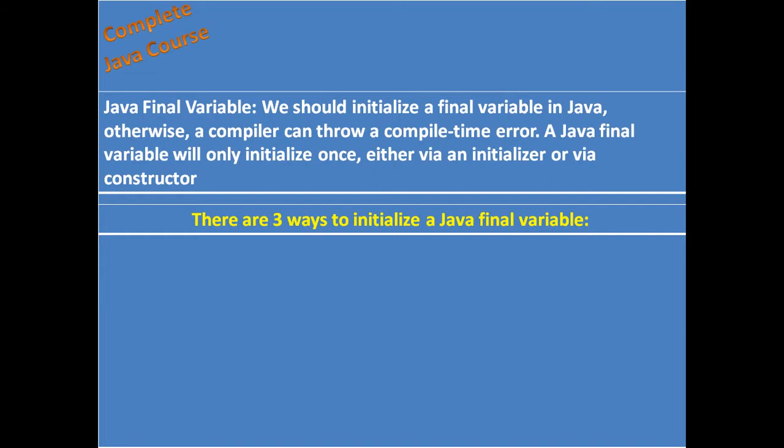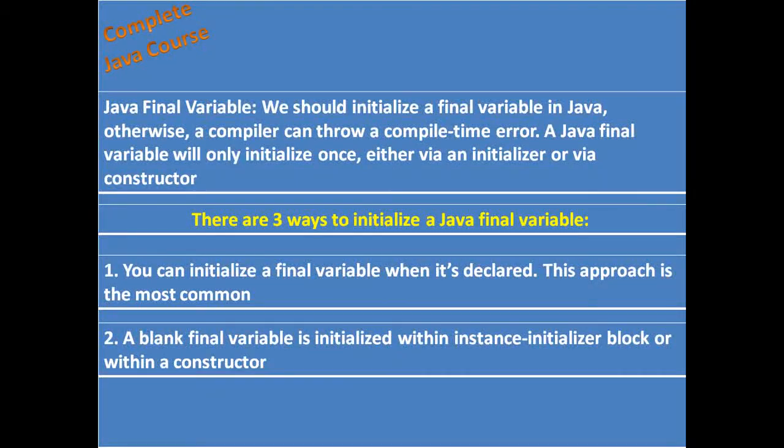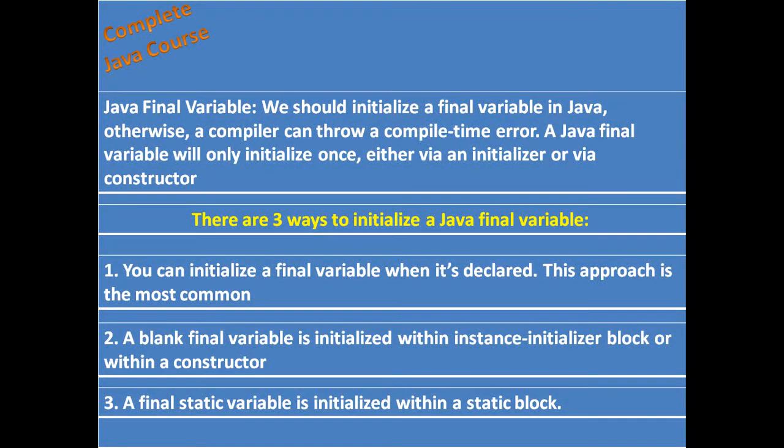There are three ways to initialize a Java final variable. Number one, you can initialize a final variable when it is declared. This is the most common approach. When you declare the final variable, you initialize it at that time. Number two, a blank final variable is initialized within the instance initializer block or within a constructor. Number three, a final static variable is initialized within a static block.